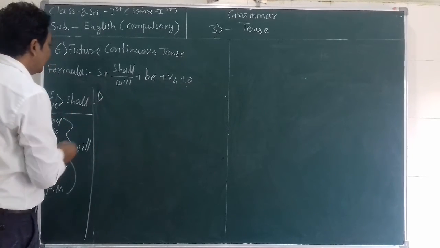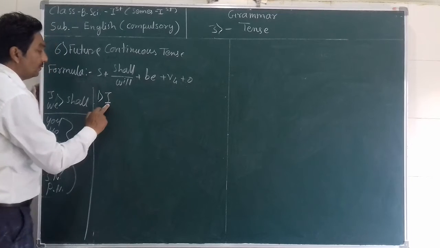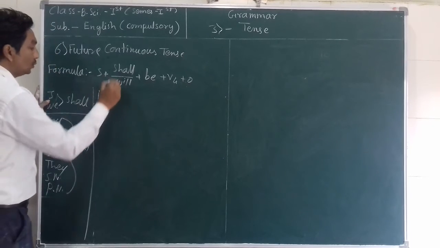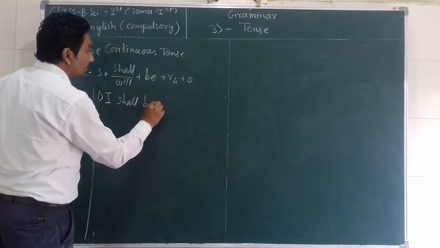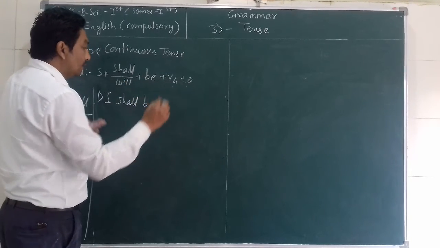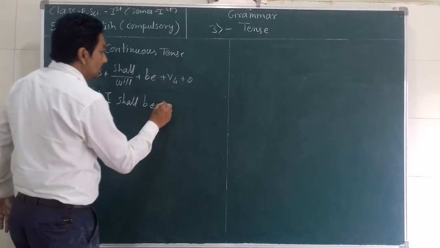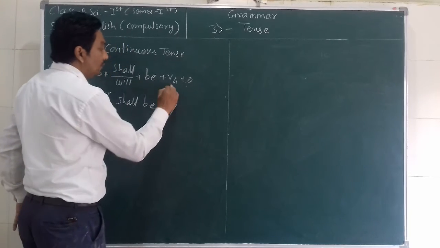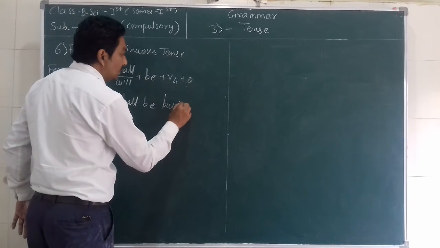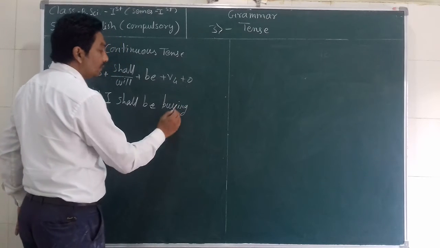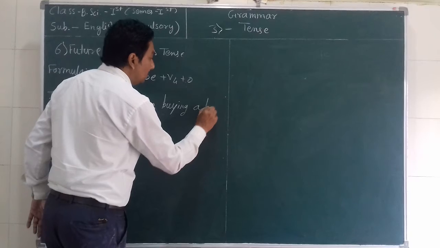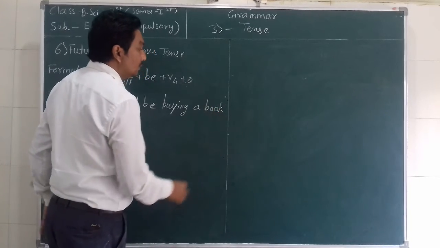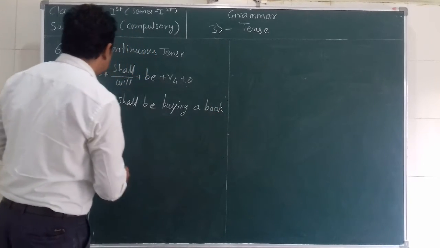So the subject I. In front of I, we always need to use shall. Take shall, and after that take be, then V4. Any verb, if I want to take the verb buy, what is the V4 form of that word? Use the suffix ing, and it automatically becomes the V4 form of that verb, buying. What are you buying? A book, a car, a house, anything you can write there.